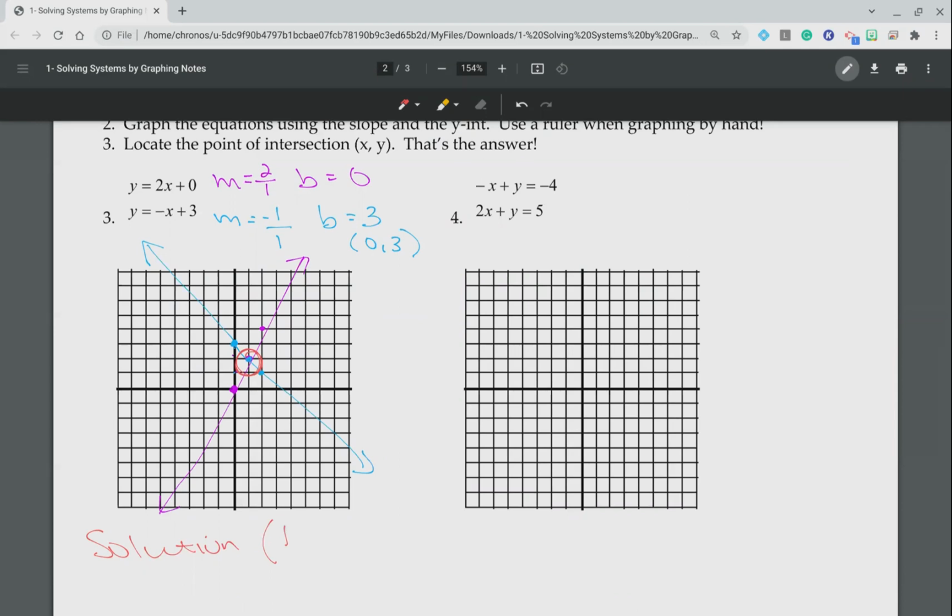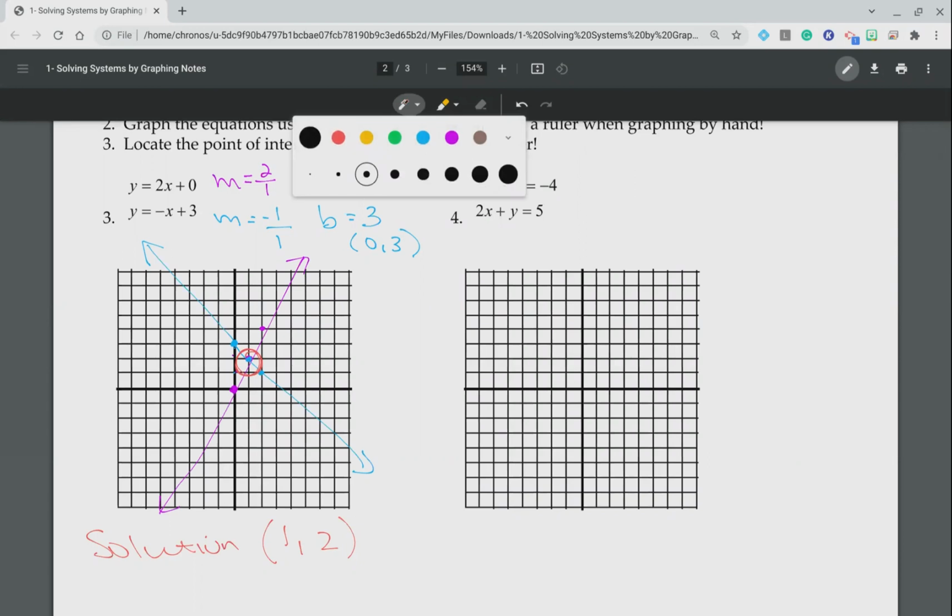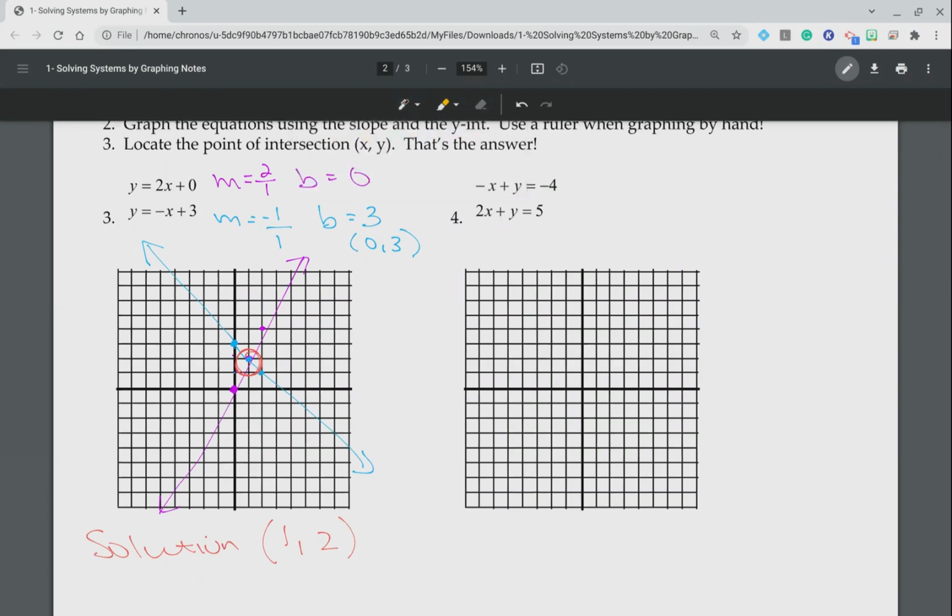Let's see, that's going to be 1, 2. All right, so you're graphing it just like we've done before. And then you're going to tell me where they intersect. All right, so I'm going to get you started on the next one, and I'm going to have you finish it off.